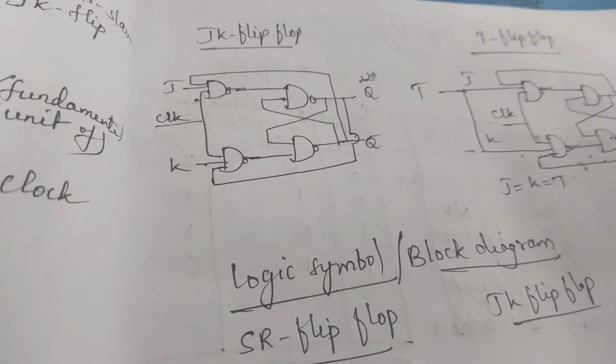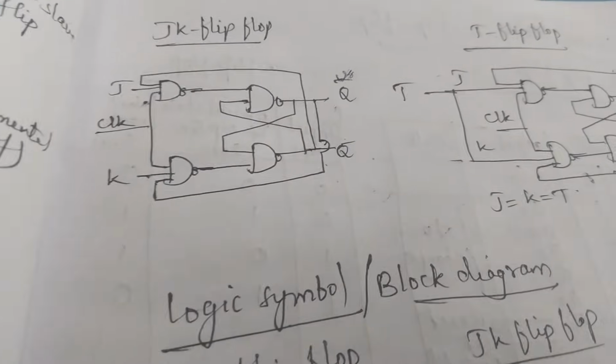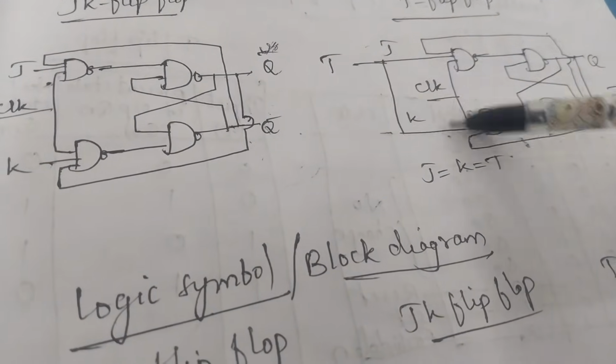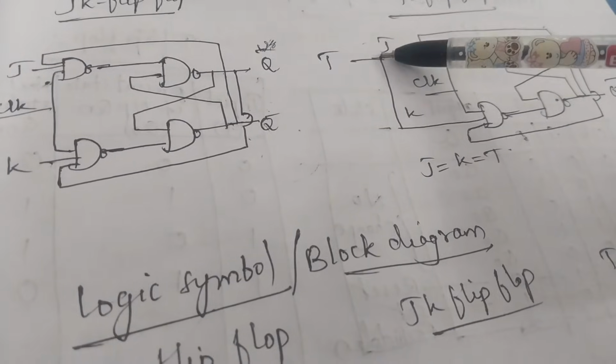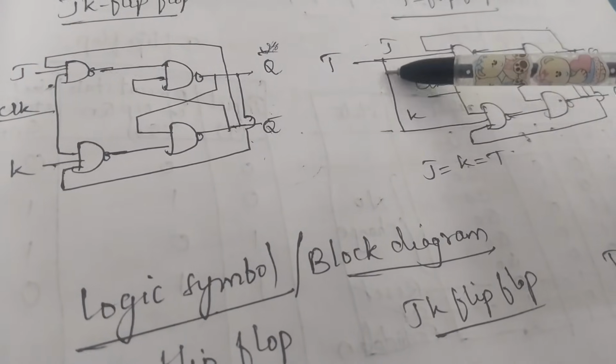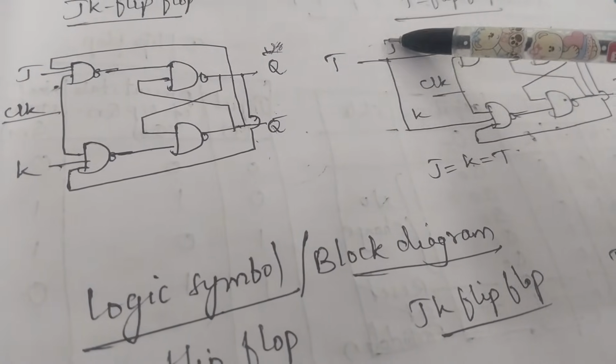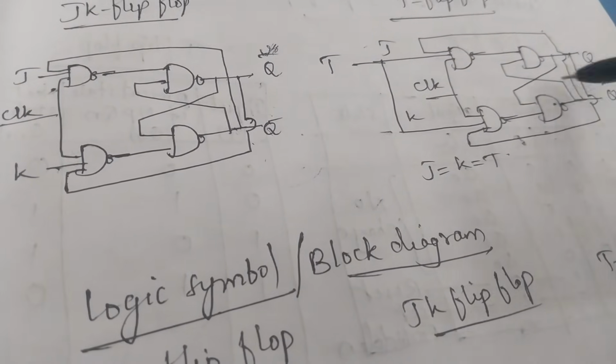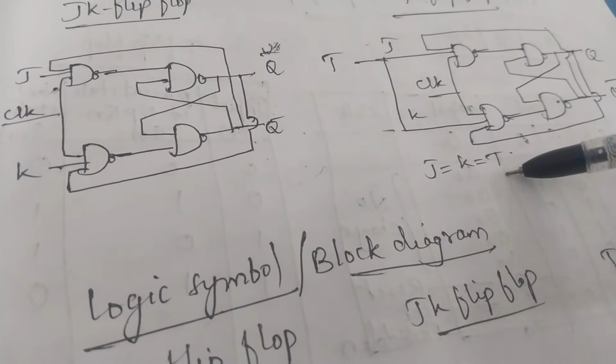And the next one we have is the T flip-flop. T flip-flop is very simple again. If you remember the JK flip-flop, see here, this is the J input, this is the K input we have. So what I have done is I have taken a common connection. I have tied the inputs. I have shorted the inputs J and K and connected the common input, that is the T input. The rest of the thing remains the same, that is J equals K equals T.